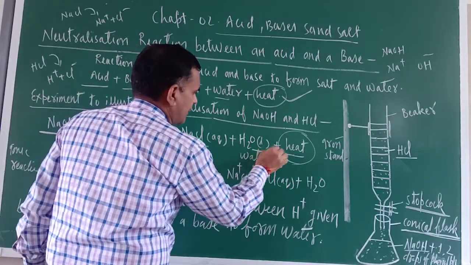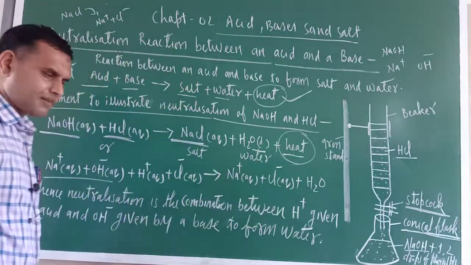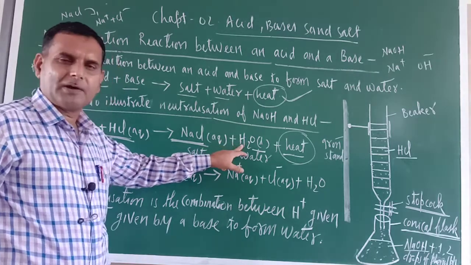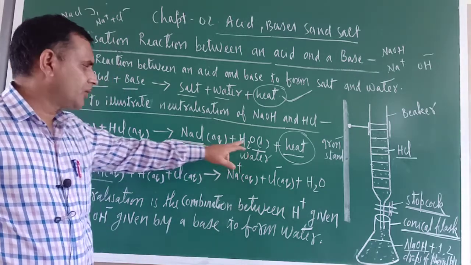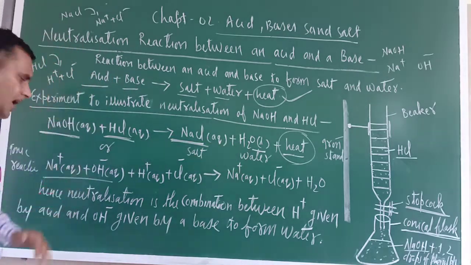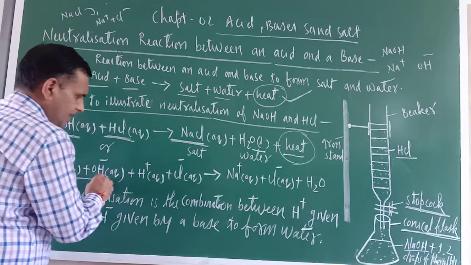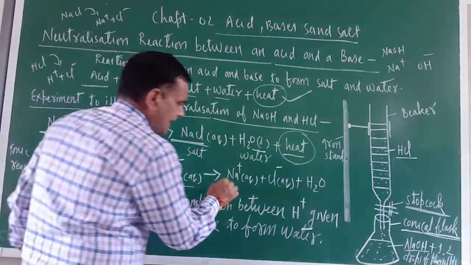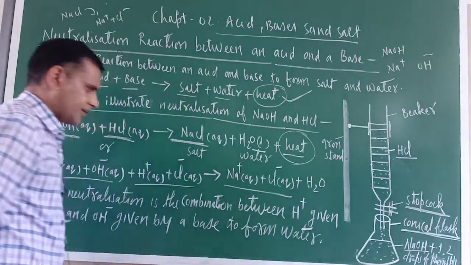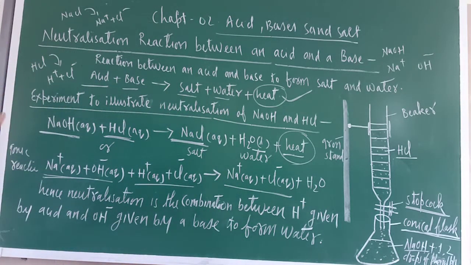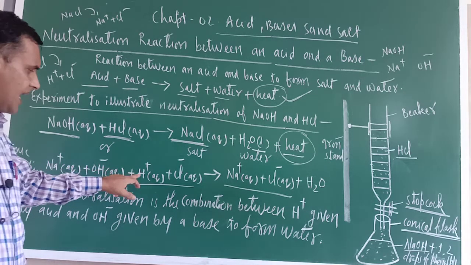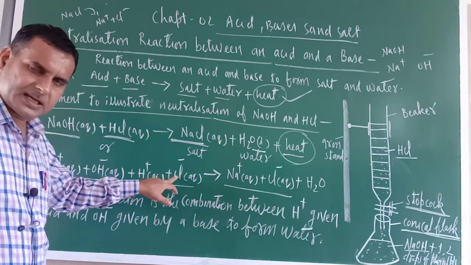Now here what is there? Water plus heat. Water you can't ionize because water is a covalent compound and the rest are all ionic compounds. So NaOH, HCl, Na positive, Cl negative and water. Okay, and now just see one important thing. Now this is the ionic equation. There are some ions. Na positive is an ion, OH negative is an ion, H is also an ion, Cl is also an ion.